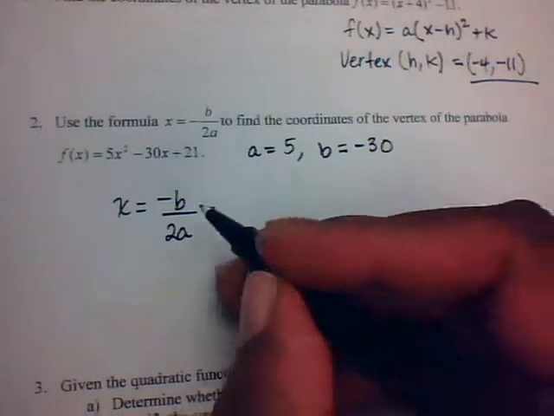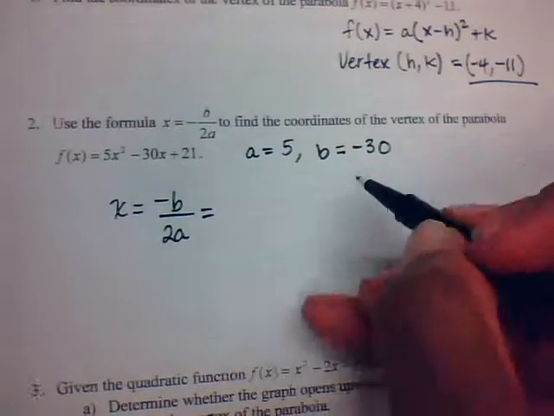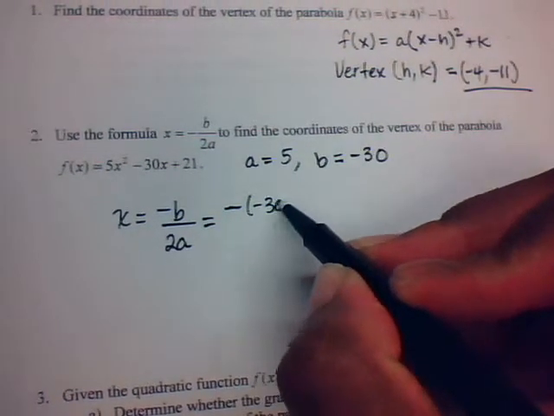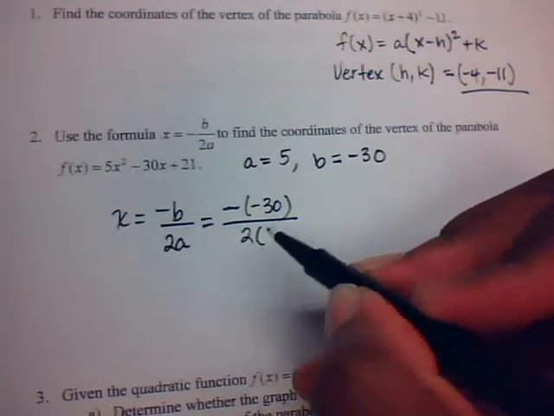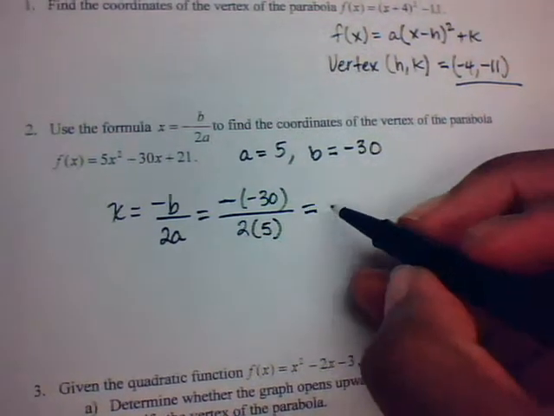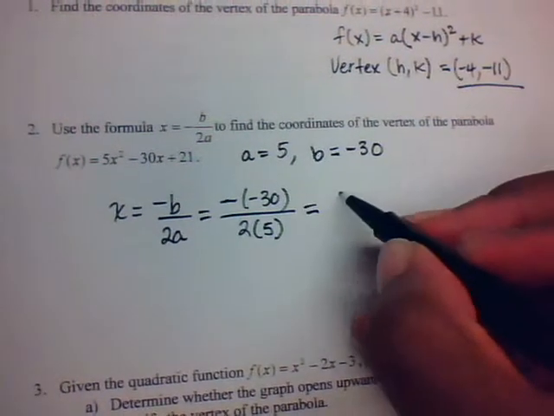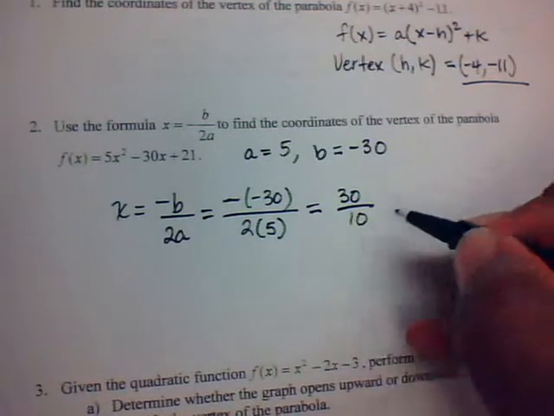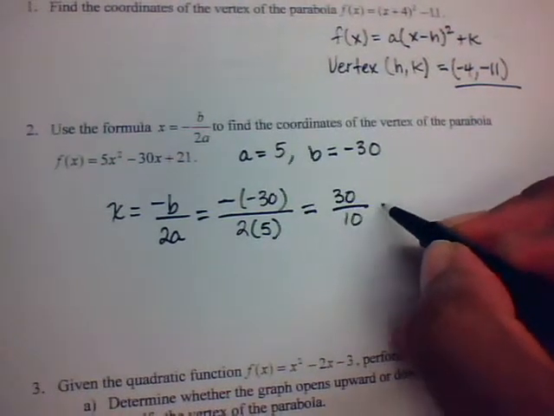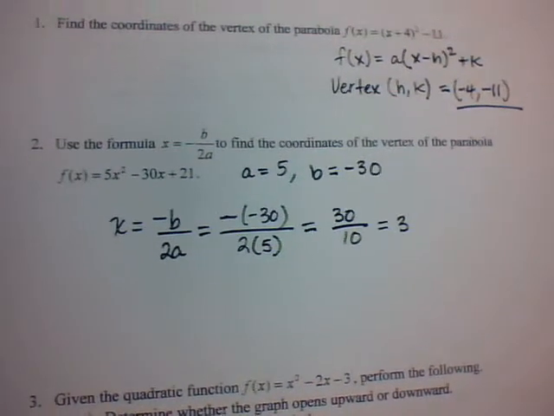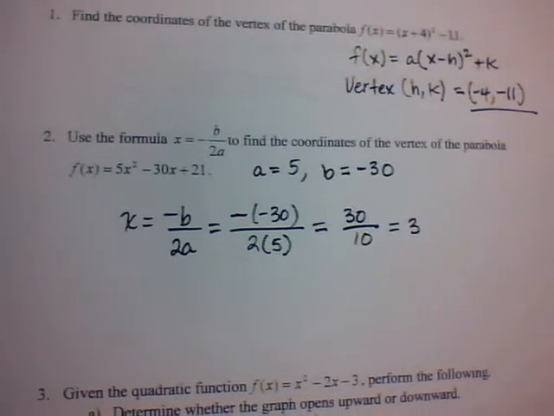So here, we'll use x equals negative b over 2a, and just replace the b and the a with those values. Here b is negative 30, so we got negative of negative 30 divided by 2 times a, which is 5. Well, negative of a negative 30 is 30, divided by 2 times 5, that's 10. And if you do 30 divided by 10, you'll get 3. So the x-coordinate of this vertex will be 3.